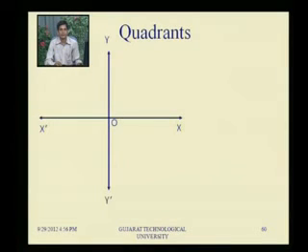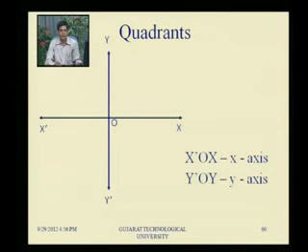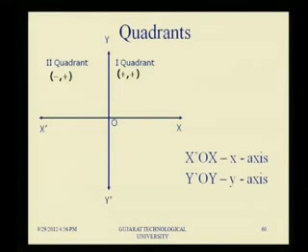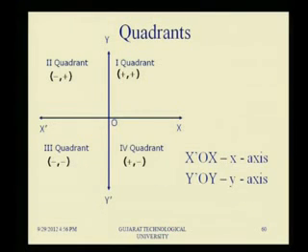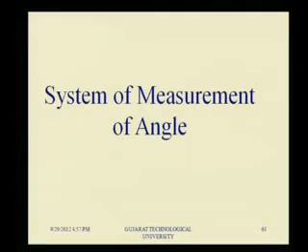Let us try to understand quadrants. X'OX is nothing but the x axis, Y'OY is the y axis. In the first quadrant, x and y both are positive, as you see on the screen. In the second quadrant, x is negative and y is positive. In the third quadrant, both are negative, and in the fourth quadrant, x is positive and y is negative.